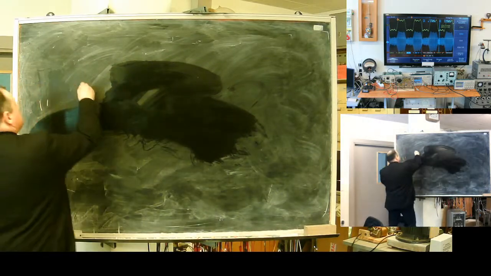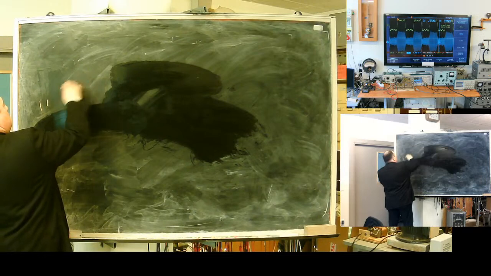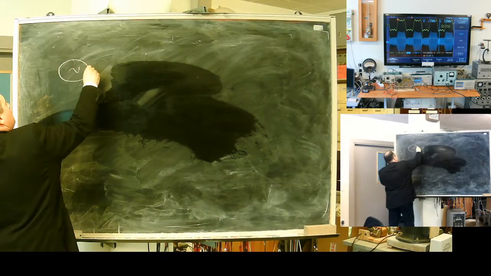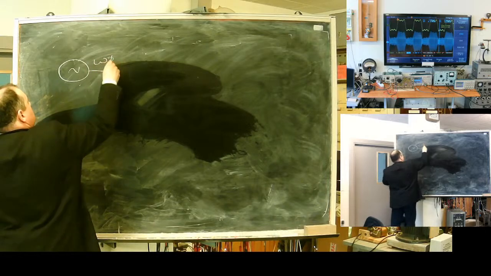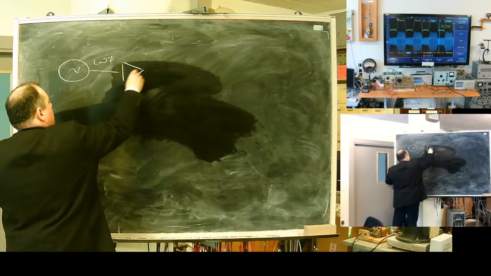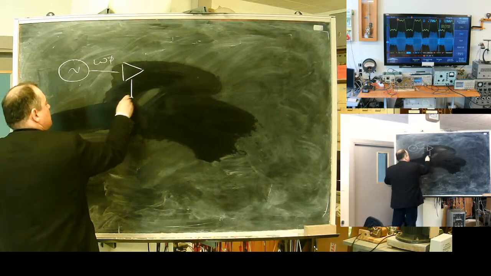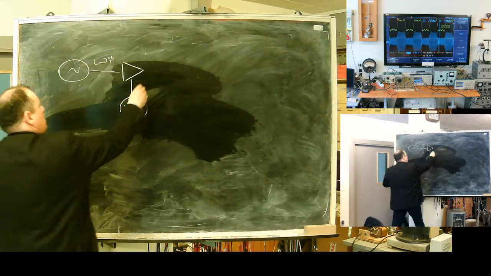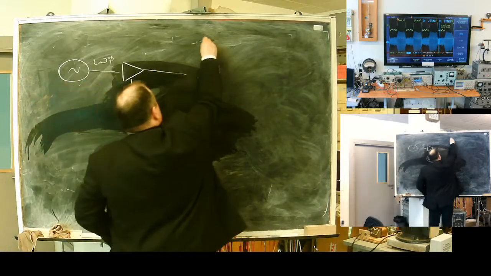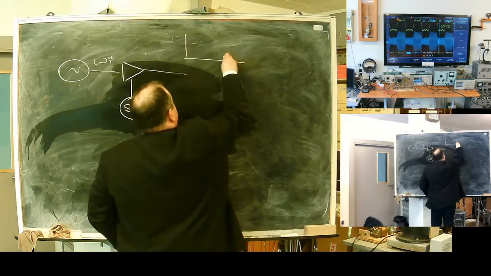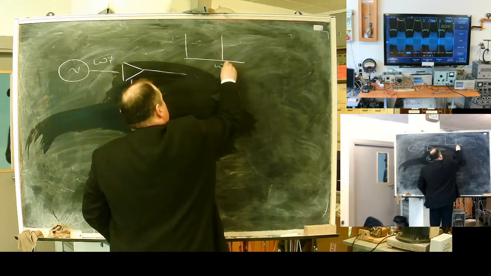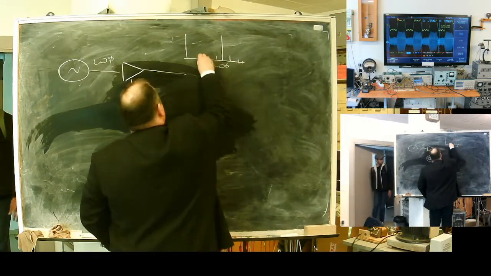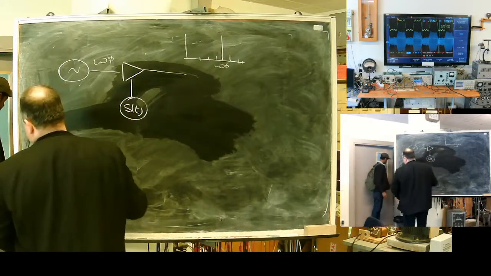So let's say, what's going on now? I have a source of omega 0. I have an amplifier which controls gain. Here I have my signal. And what am I getting? Omega 0 and spectral lines of my signal.